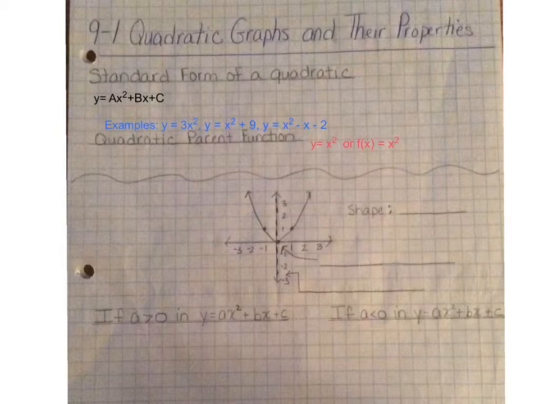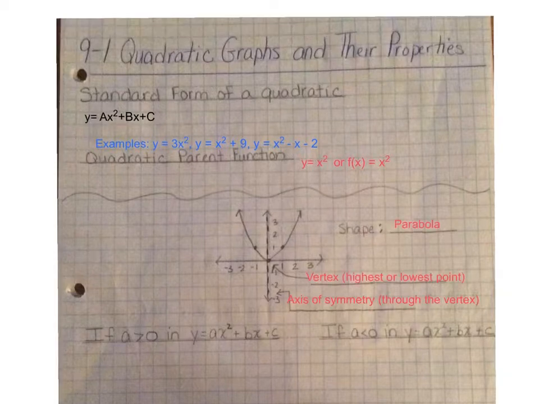The quadratic parent function is y equals x squared, or f of x equals x squared. And we learned previously that y and f of x basically represent the same thing. Now let's look at the graph of a quadratic. The graph of a quadratic is a shape called a parabola. The parabola can open upward or downward and is somewhat of a U-type shape.